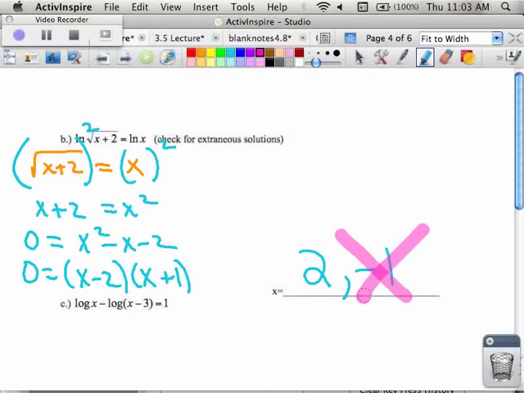So always go back and check your answers. That's just an example of why you should go back and check. And always check in the original equation that they gave you. Always check in the original.